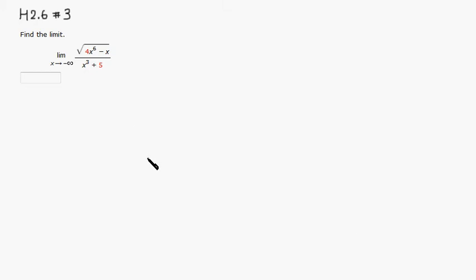All right, let's go over homework 2.6, number 3. First thing you should do is just plug in negative infinity. The denominator is negative infinity cubed, so it's still going to negative infinity. On top you have negative infinity to the 6th power, so that's a positive infinity plus negative infinity. Taking a square root, the top still goes to positive infinity.